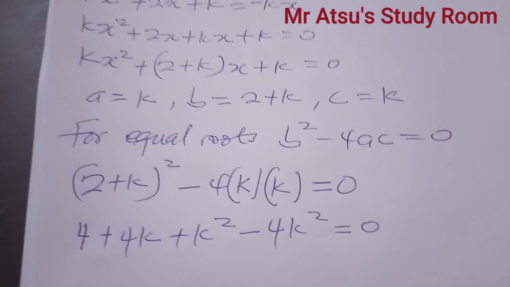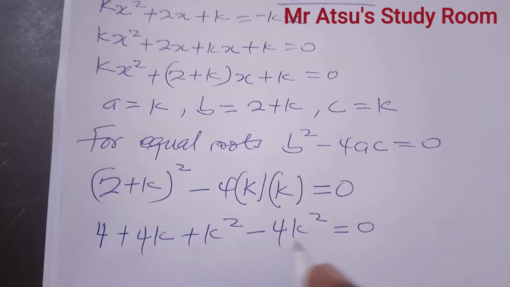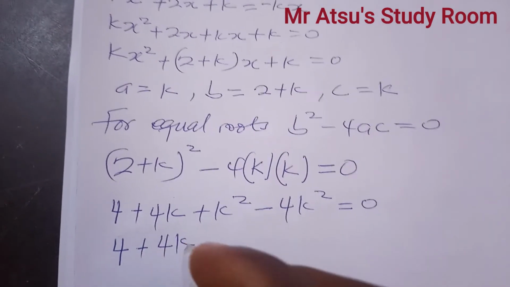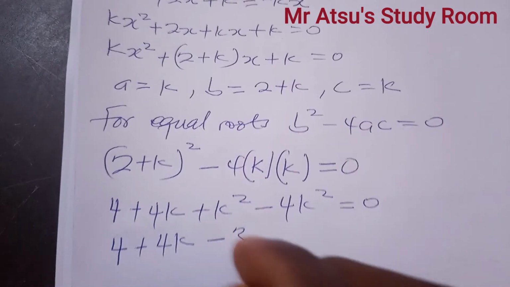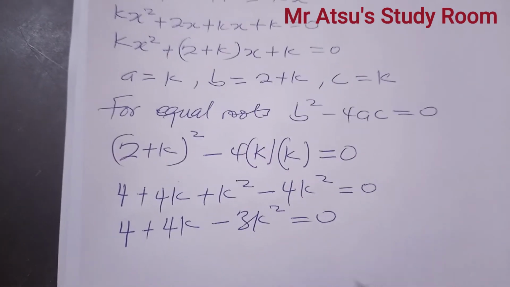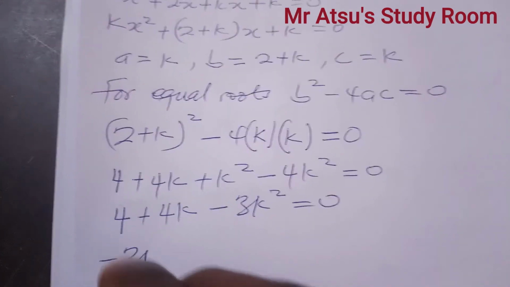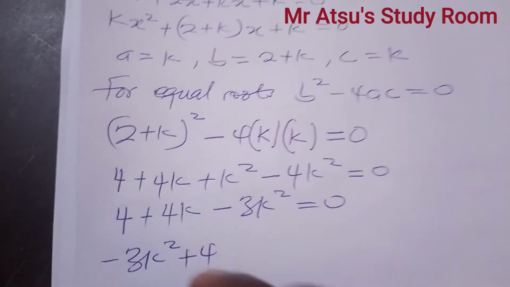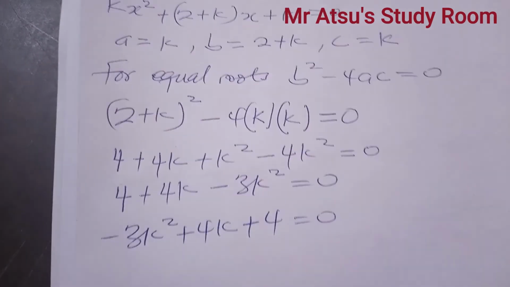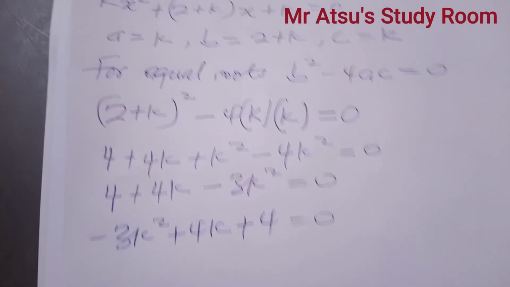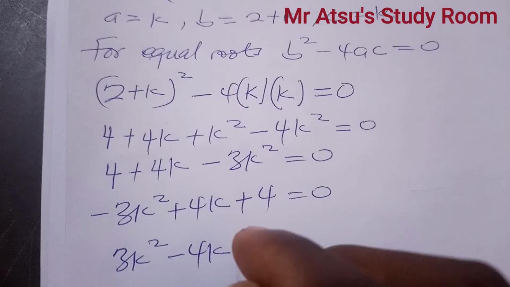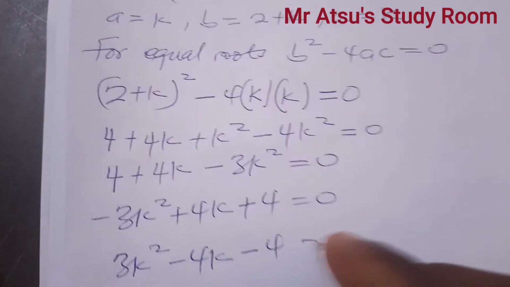Then we group like terms. This and this are like terms, so you're going to have 4 plus 4k minus 3k squared equal to 0. Rearranging, you're going to have negative 3k squared plus 4k plus 4 equal to 0. Then dividing through by negative 1, you are going to have 3k squared minus 4k minus 4 equal to 0.